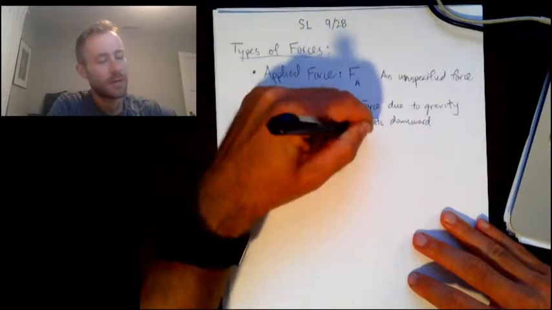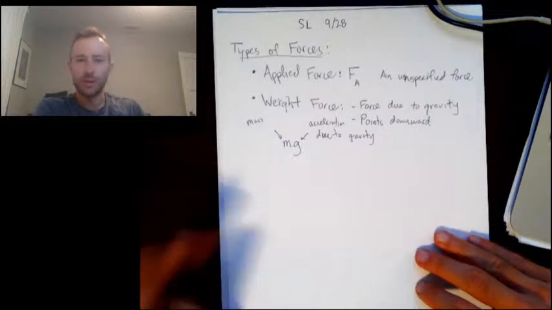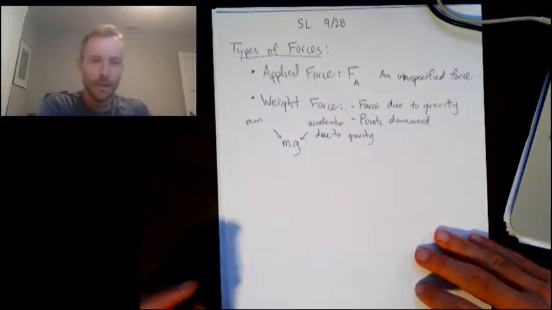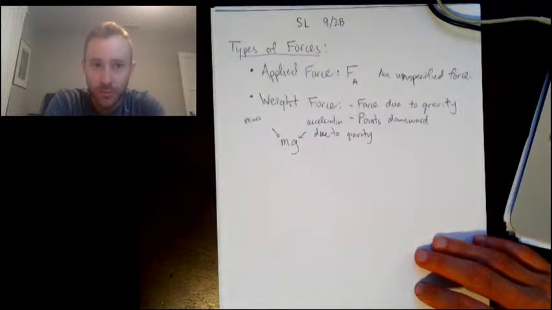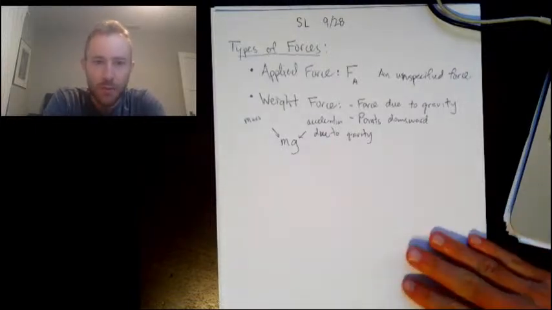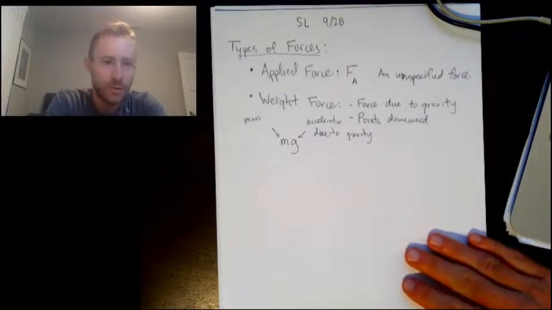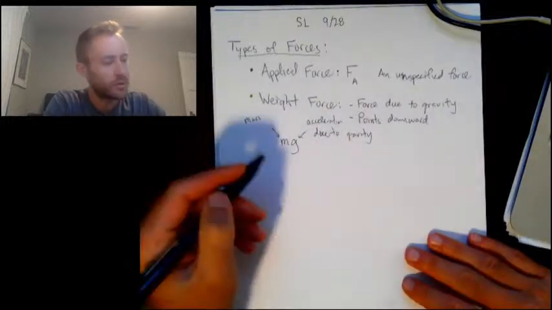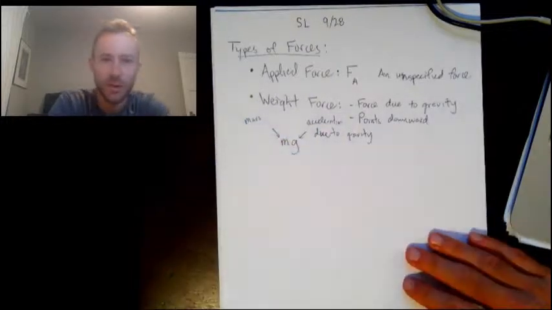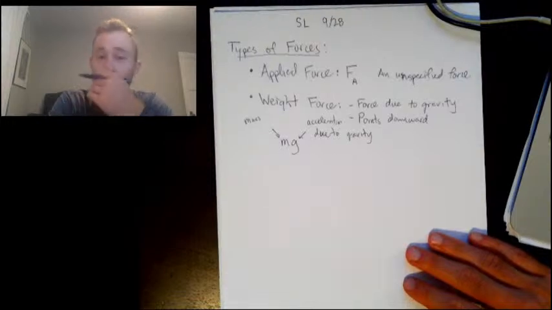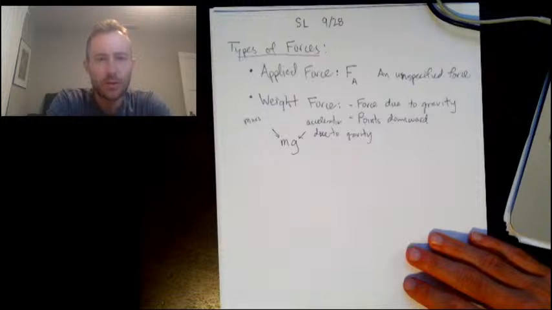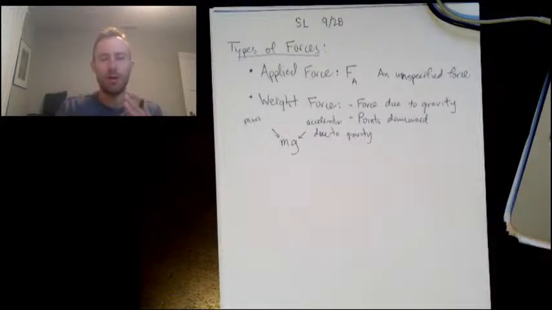For example, if you had a 5 kilogram mass on Earth, it would have a weight force of 50 newtons, because that would be 5 kilograms times 10 meters per second squared, or 50 newtons. All right, I want to talk a little bit about the difference between mass and weight.